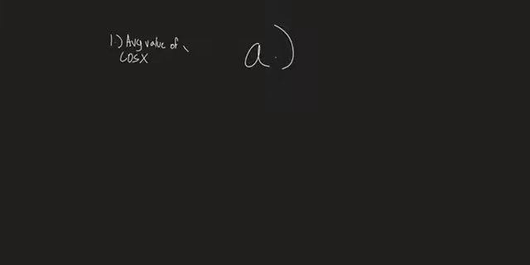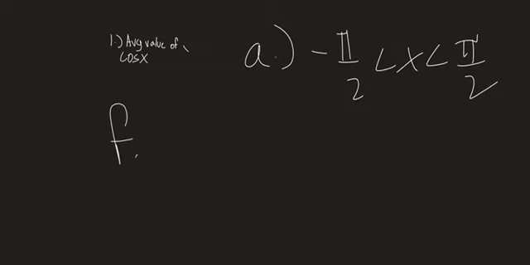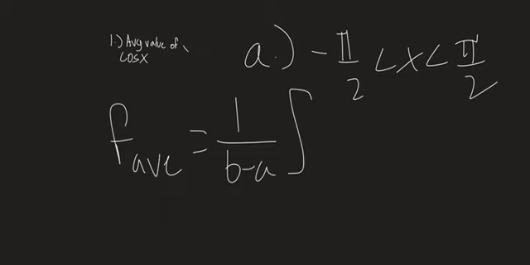the interval between negative pi over 2 and pi over 2, so negative pi over 2 is less than x, which is less than pi over 2. You do this by using the formula for the average of f. The average of f of x is equal to 1 over b minus a, times the integral of negative pi over 2 to pi over 2 of f of x dx.